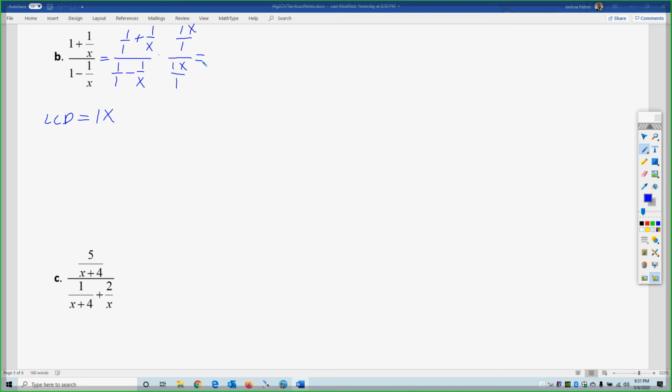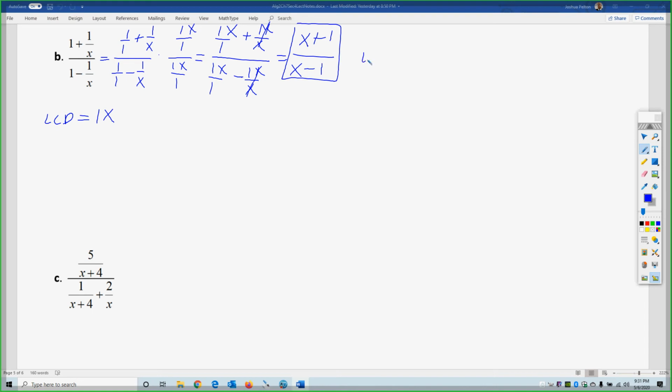So that gives me 1x over 1 plus 1x over x, over 1x over 1 minus 1x over x. Okay, so simplified, I get x plus 1 because those cancel. On the bottom, I get x minus 1 because those ones cancel. So that is my simplified expression.